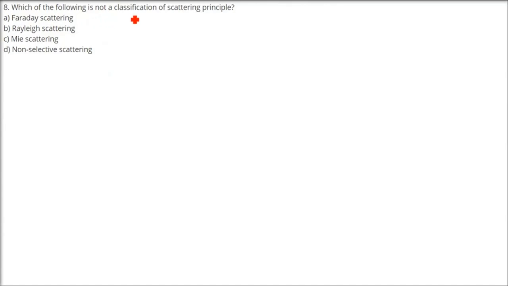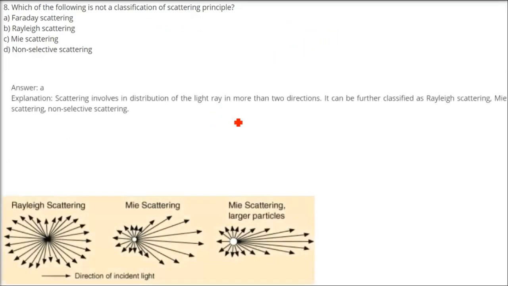Which of the following is not a classification of scattering principle? Scattering is what? Whenever a wave or light interacts with a certain object, it scatters, it changes its path, or has some deformation. For example, for the lambda of this light, if the particle is smaller than it, equal to it, or larger than it, then the scattering will be different.